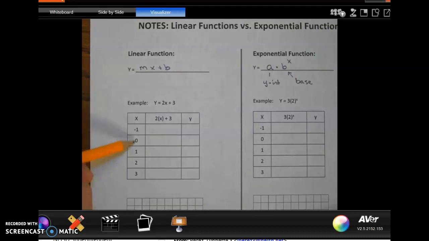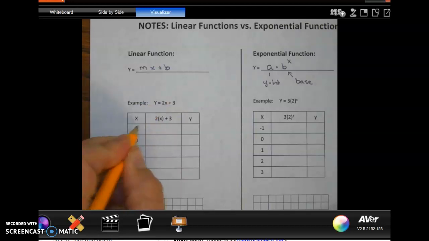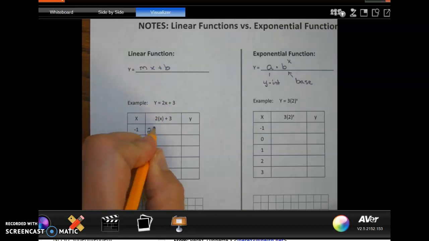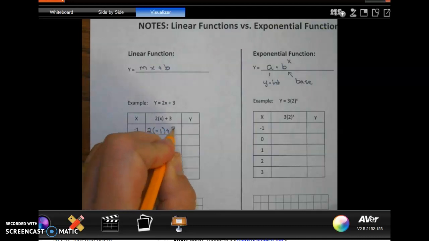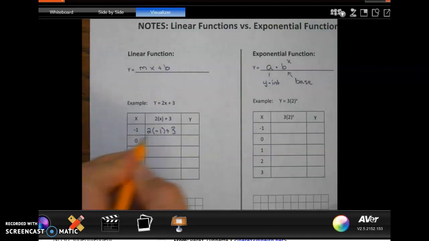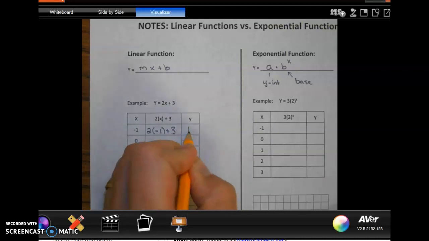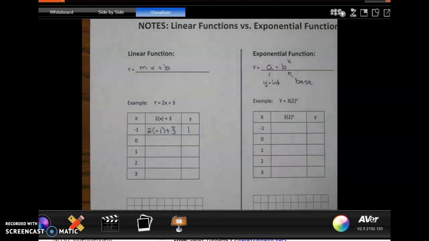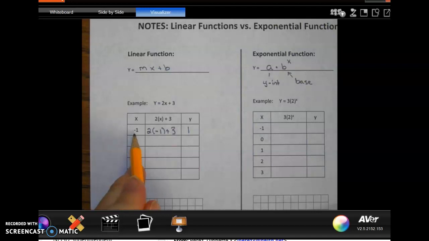So here we have our input values. Notice we picked values in consecutive order. That's very helpful that these are in consecutive order. And then here we have our process for our function. So we're going to go ahead and input -1 in for x. And we're going to get -2 plus 3. So we're going to get 1 as our output. So our first point here is going to be -1, 1 for this function, for our table.